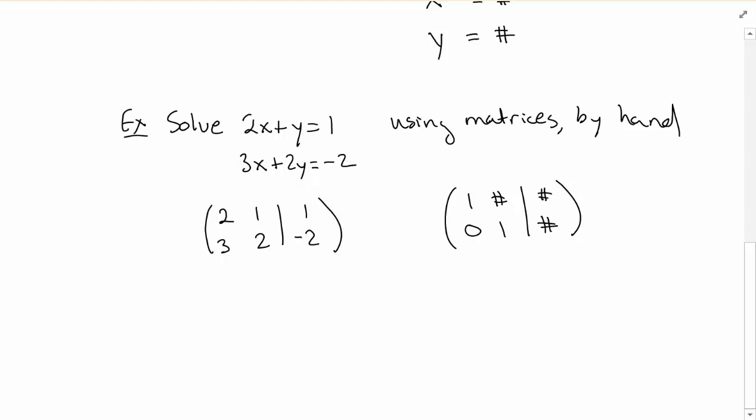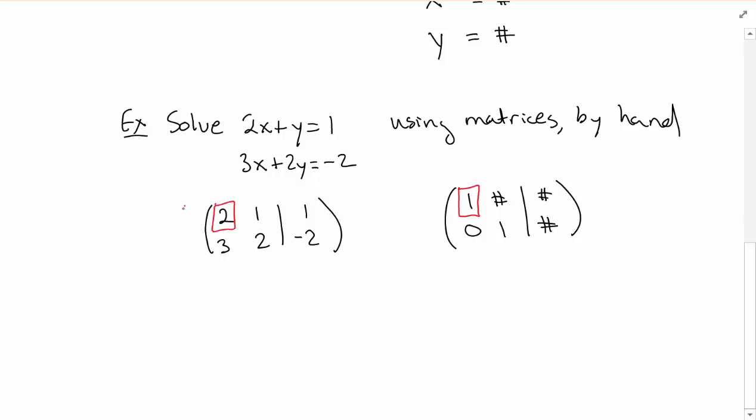Okay, so I'm going to start with, I want a 1 up here, and there's only 3 things I'm allowed to do. I'm allowed to multiply any row by a non-zero number. Can't multiply by 0, otherwise you lose information. I can interchange any 2 rows. And the third thing I can do is add a multiple of one row to another row. Okay, so if I just want a 1 up here, currently I have a 2.